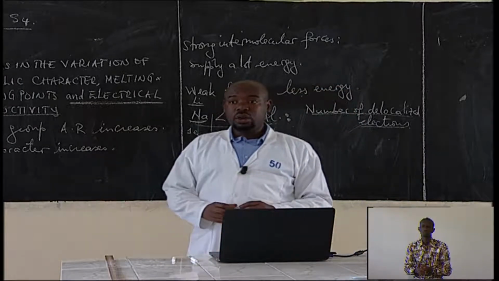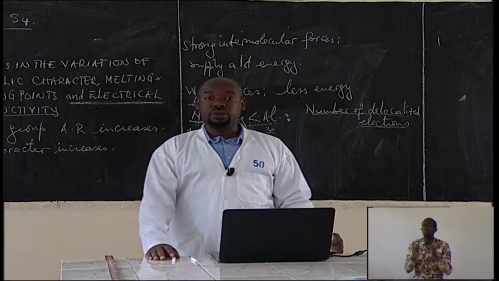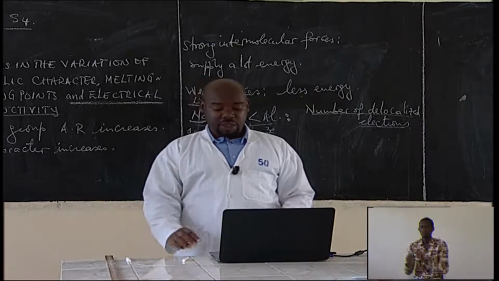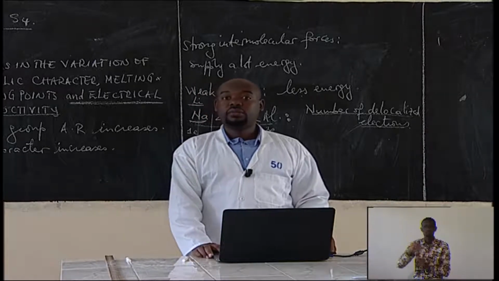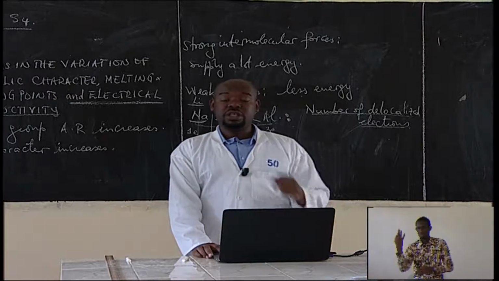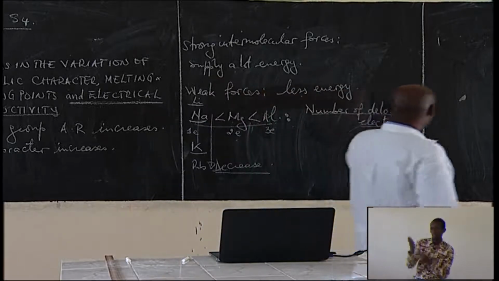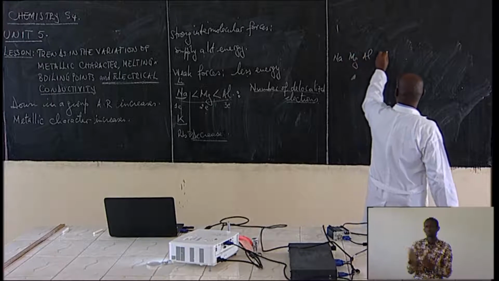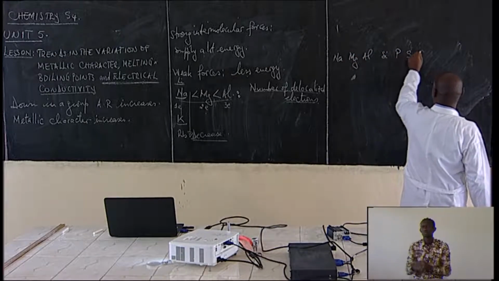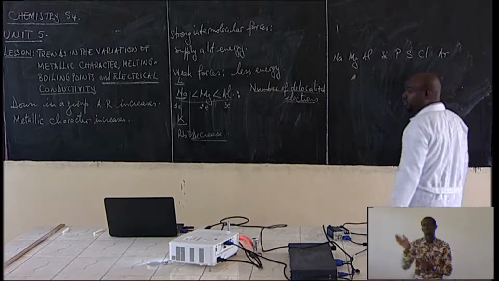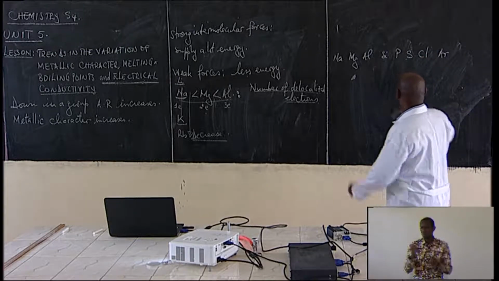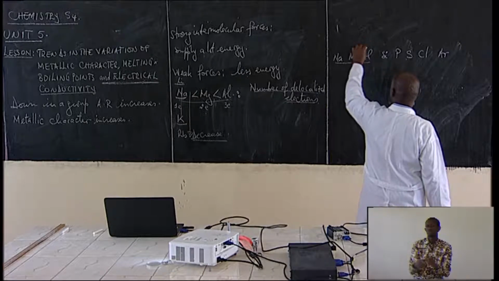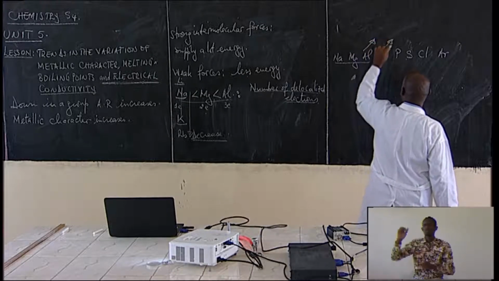Now, what happens when we consider the other part, the nonmetals? We can take the example of period number 3. You remember the elements we have in period number 3. We have sodium, magnesium, aluminum, silicon, phosphorus, sulfur, chlorine, and argon. How do you think the melting point or boiling point will change? From sodium to aluminum, we said that it increases. And up to silicon, it also increases.